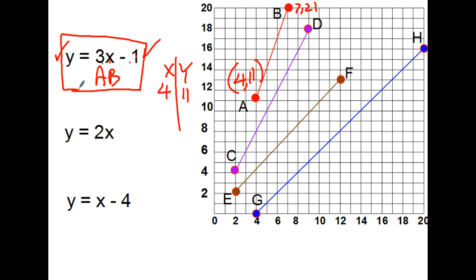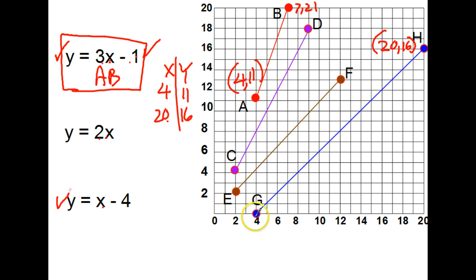Let's try another one. I remember I can pick any point that I want. I see this one over here, H, because it's got a 20. I like messing with 20s. So I got 20, 16. So I'm going to put a 20 in and hopefully get a 16 out. If I put 20 into this one, 2 times 20 is not equal 16. So I know it doesn't work there. Let's try it in the bottom one. 20 minus 4 does equal 16.